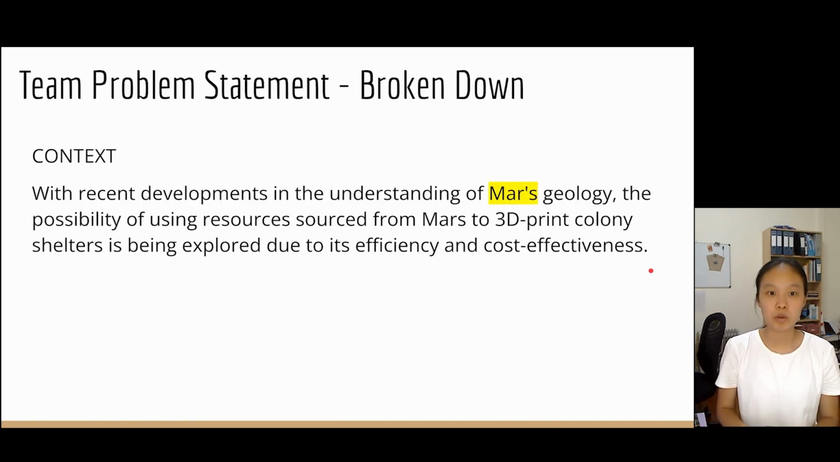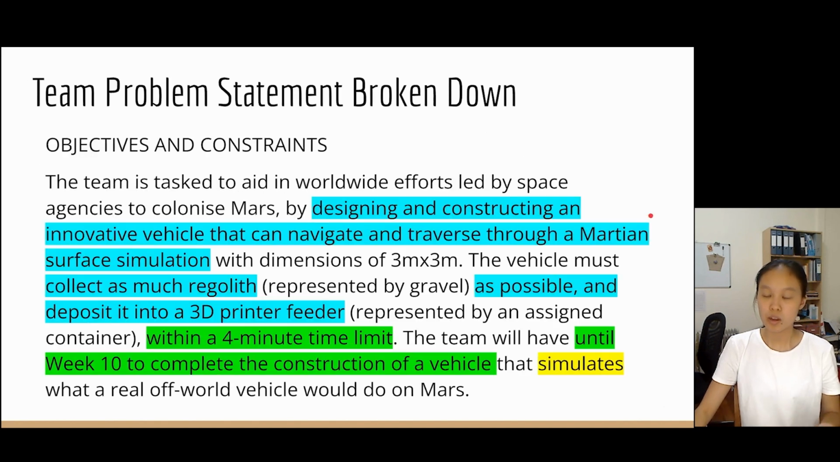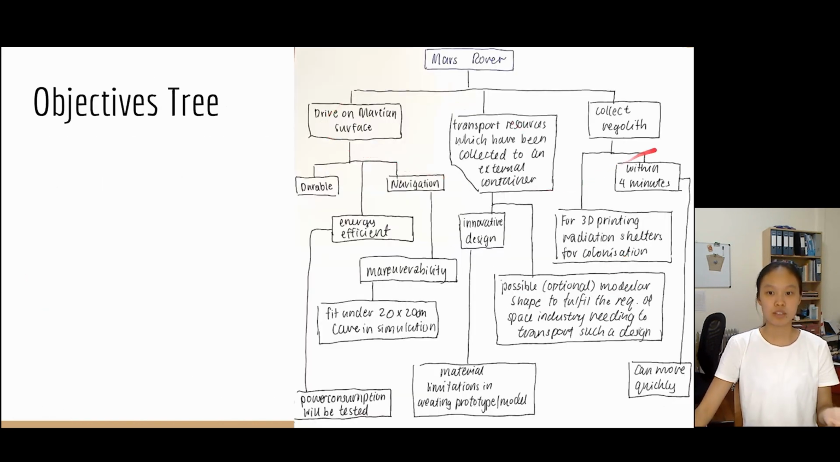Providing context means we'll be able to frame the design problem in such a way to think about the best possible solutions. In this case, the focus is on Mars. So then the team and client will understand what simulation environment the vehicle will actually be operating in. For objectives, the highlighting in blue shows how the main focus is on what the vehicle must be able to do. We identified this earlier in the objective tree to see which function was the most important.